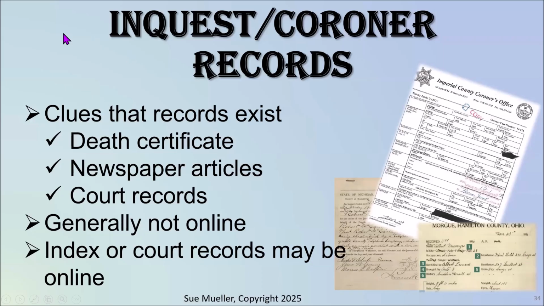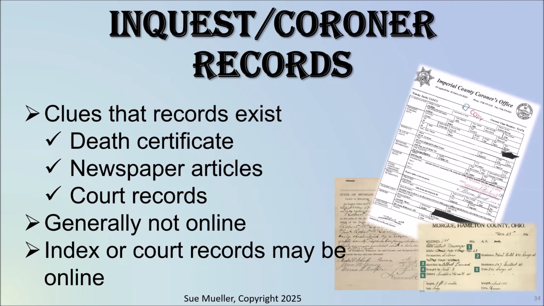So as far as coroner records, this will give you a death record, and will give you a clue that such records may exist. The newspaper articles and court records may or may not be online. You may have to go someplace else, and they may not be readily available either. But some of you might get lucky. Even if somebody only has a few records, it might be the one you're looking for.